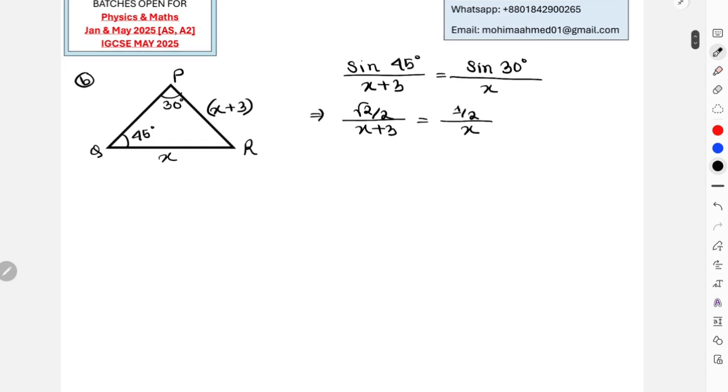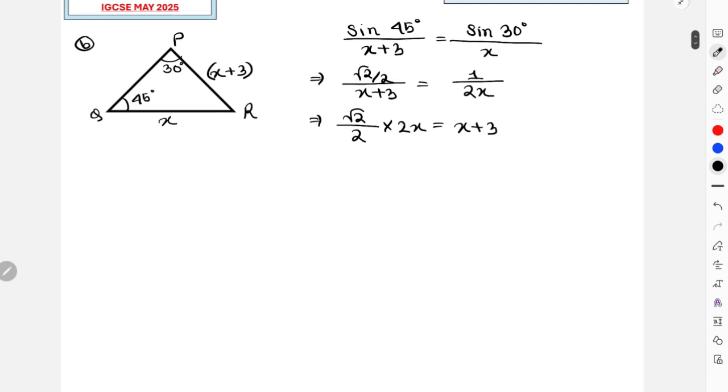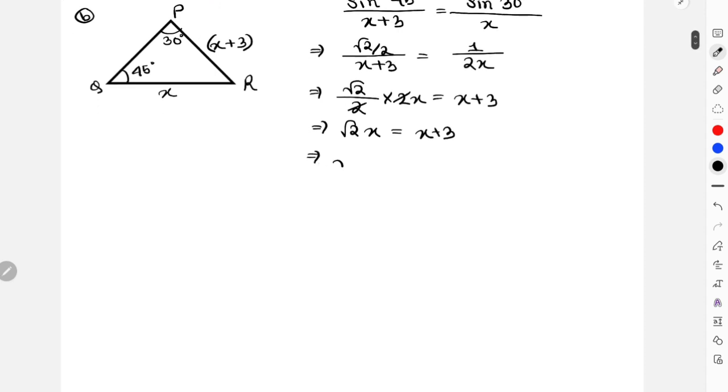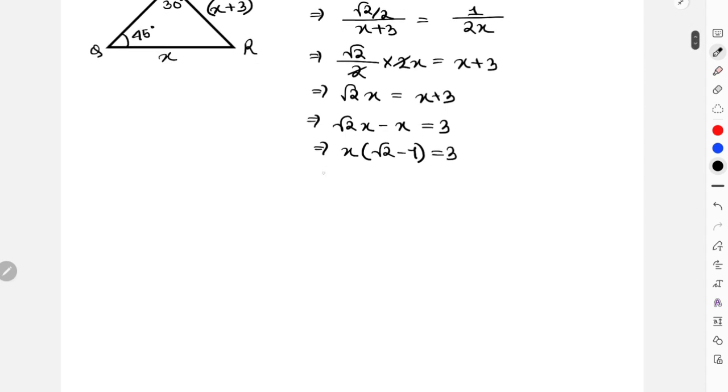Half x can be written as 1 by 2x, right, because on the numerator you have half. So 1 by 2x, I can just cross multiply over here, root 2 by 2 multiplied with 2x, and then x plus 3 on the right hand side will just get multiplied with 1. So this 2 and 2 cancels out. You have root 2x equals x plus 3. Just take all the x's together. So you have root 2x minus x equals 3, and if you take x common, this will be root 2 minus 1 times x equals 3. So if you take this root 2 minus 1 to the right hand side, it will be divided with this 3.